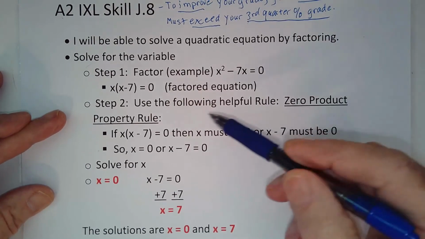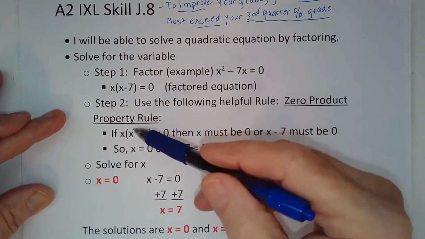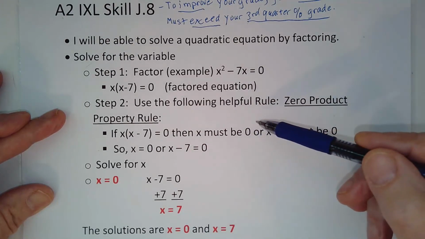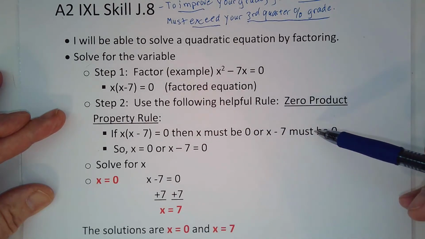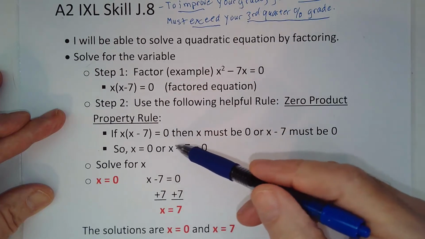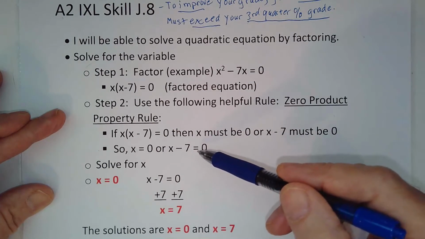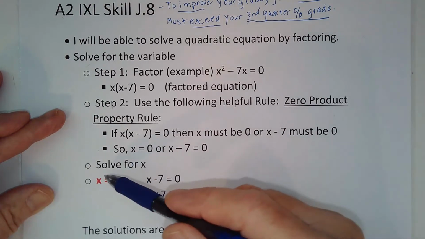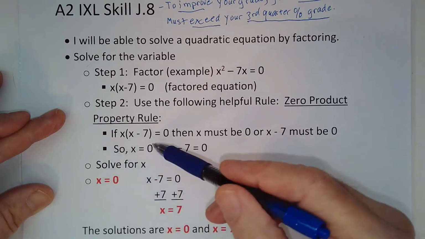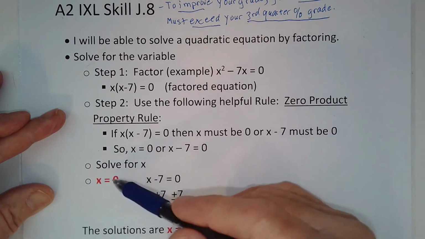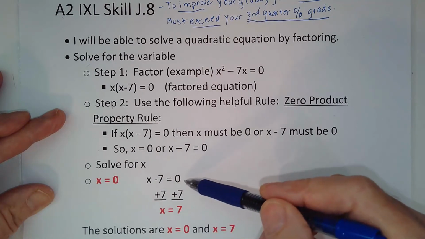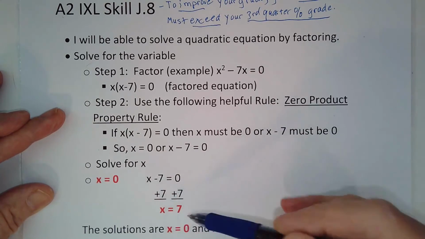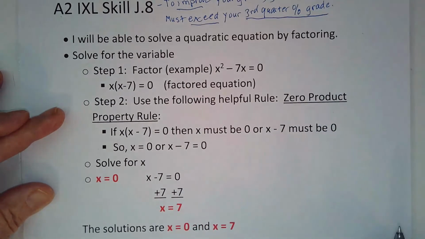Then your second step is you're going to use the following helpful rule, the zero product property rule. That rule basically says, using an example, if x times (x minus 7) equals 0, then x must be 0 or x minus 7 must be 0. So if x equals 0 or x minus 7 equals 0, then we can take those two separate equations and solve for x. So x equals 0, that's the answer. So I just rewrite it here. But then I take x minus 7 equals 0, I add 7 to both sides, and I get x equals 7. So the solutions then are x equals 0 and x equals 7.